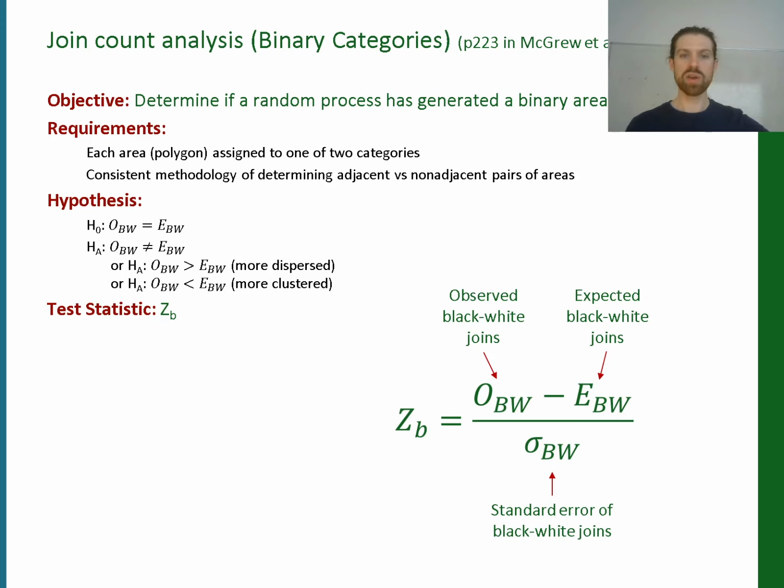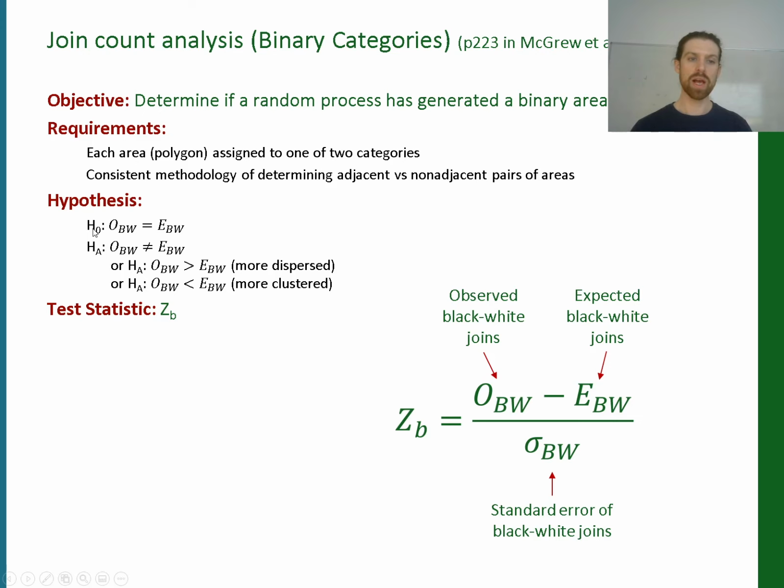So the point is to determine if a random process has generated a binary area pattern. To do this, we obviously have to have polygons which are assigned to one of two categories, okay? Traditionally this is done by thinking as you would of a black and white photo. Here we're just having a black or white outcome, essentially. So we have areas that can be assigned to one of two particular outcomes. We need a consistent methodology for determining adjacent and non-adjacent pairs of areas, okay?